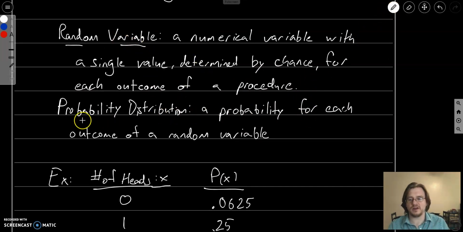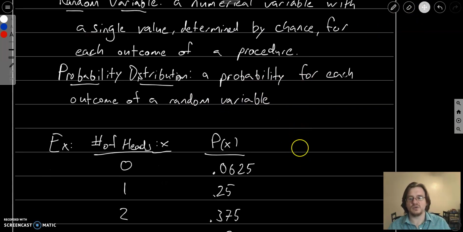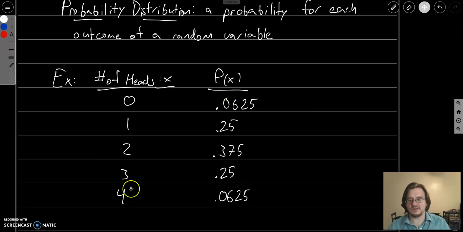Now, along with a random variable, we can talk about a probability distribution. Essentially, this just says what is the probability for each outcome of the variable. So when we're flipping a coin, say 4 times, there will be a 1 in 16 chance that we'll get 0 heads, which is 0.0625, so about 6% of the time you'll get 0 heads. Whereas 2 heads is most likely out of 4 flips, and that's at 37.5%, which is more than any other particular one.